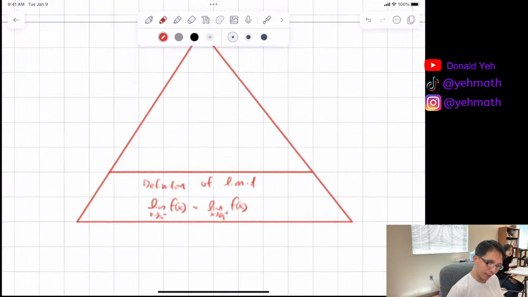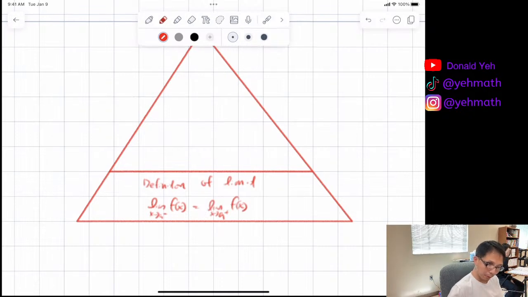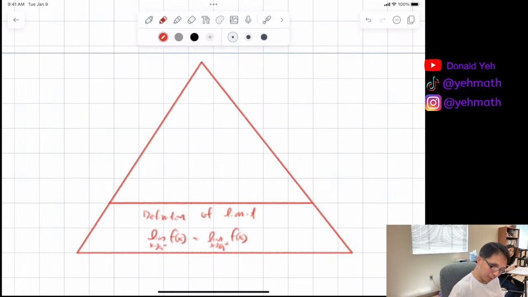So this is called the definition of limit. The most bottom of the pyramid is the definition of limits. If the limit does not exist, then there is no way to go to the next one. So this is the definition of limits. The second tier is called the definition of continuous.